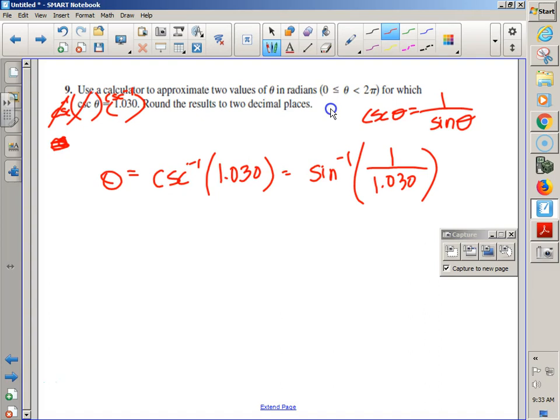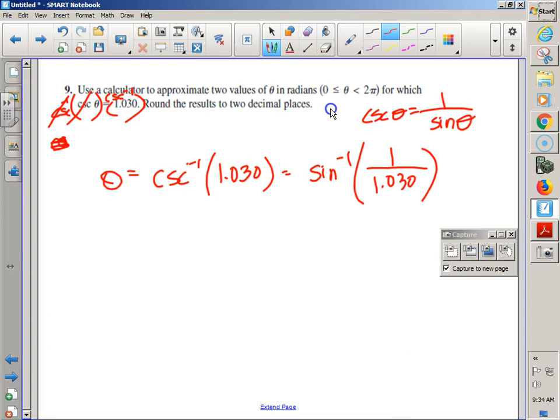But how would you find 2? Question, guys, is this going to give me a positive angle or a negative angle if the ratio is positive? Sine inverse goes to positive 90 and negative 90, positive pi over 2 and negative pi over 2. It's going to give me a first quadrant angle. In the unit circle, where is the other place that sine is positive?